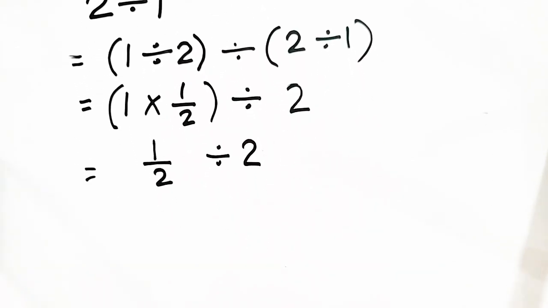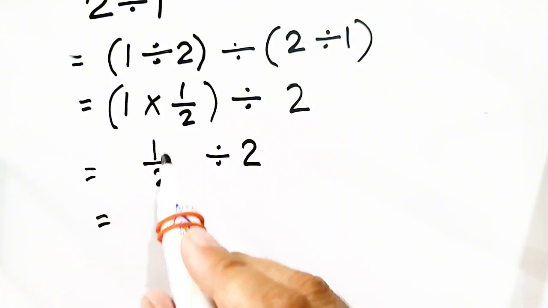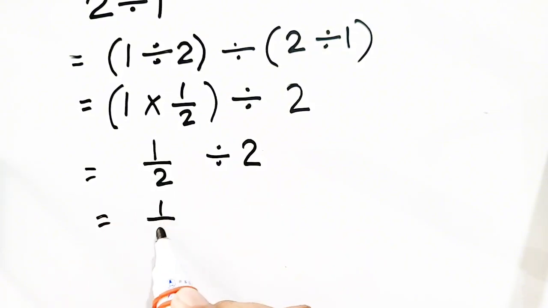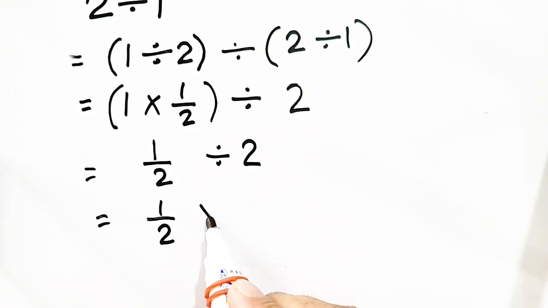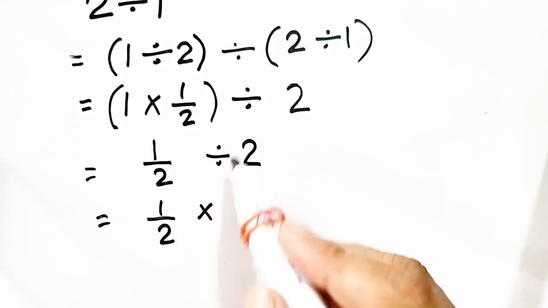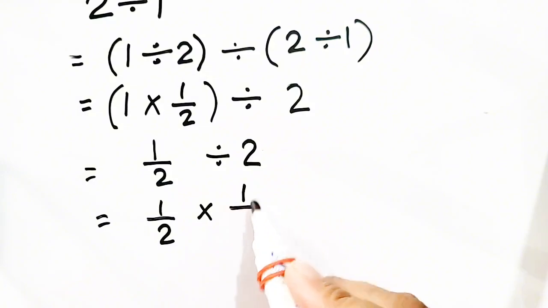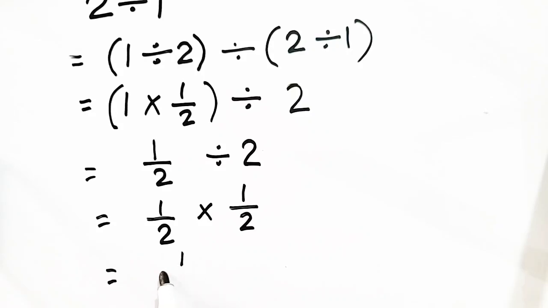Apply the KCF rule. Keep it means no change. Change it means division is changed into multiplication. Flip it means take its reciprocal. So 1 multiplied by 1 is equal to 1 and 2 multiplied by 2 is equal to 4, which is our answer.